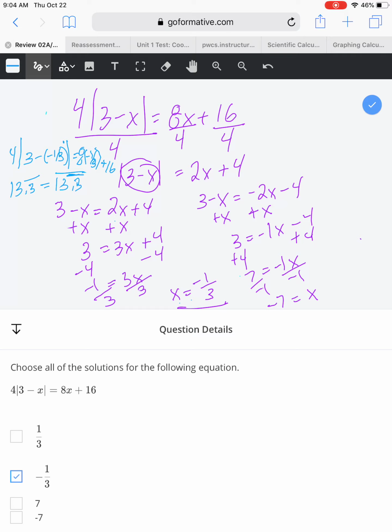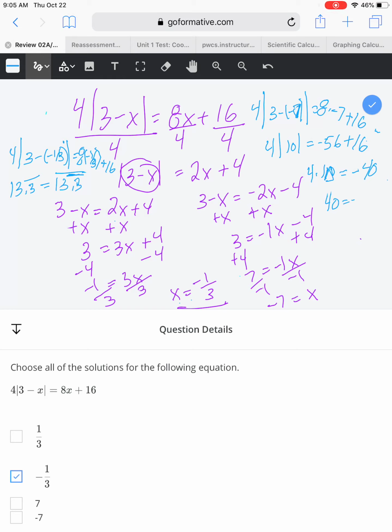I do the same thing. I'm just going to do this by hand with 7. So this is 4 times the absolute value of 3 minus negative 7 is equal to 8 times negative 7 plus 16. 4 times 10 is equal to negative 56 plus 16. 4 times 10, because the absolute value of 10 is 10, is equal to negative 40.